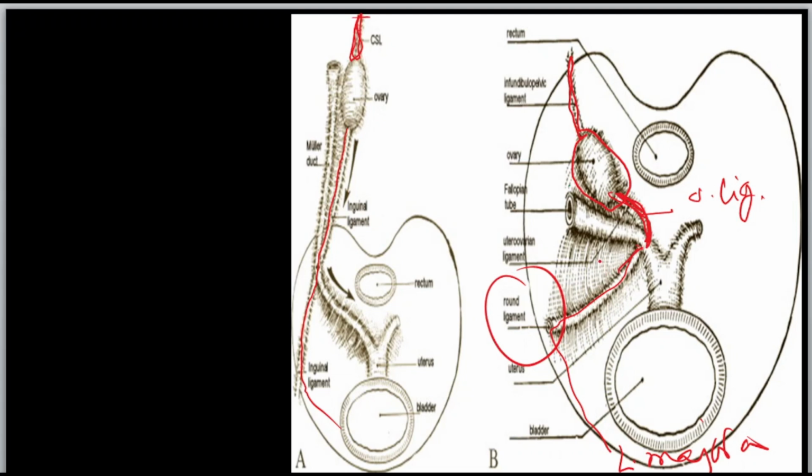This is all about the development of female internal genitalia and its derivatives, and it is important for all medical students to know about the female genital organ development and its congenital anomalies and other developmental disorders of genitalia, that is DSD.